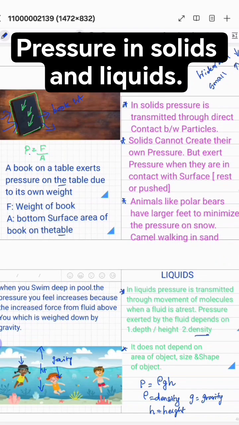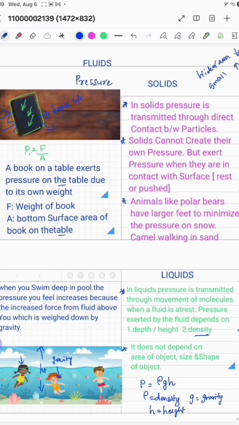Good morning. Today we are going to see fluids, pressure, particularly in solids and liquids. So before going to the characteristics or properties, we will see an example.